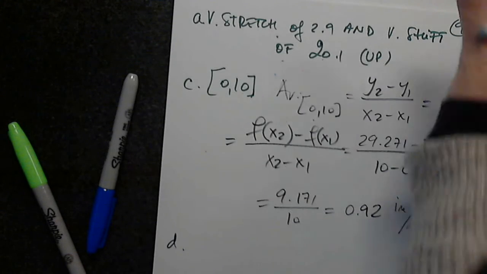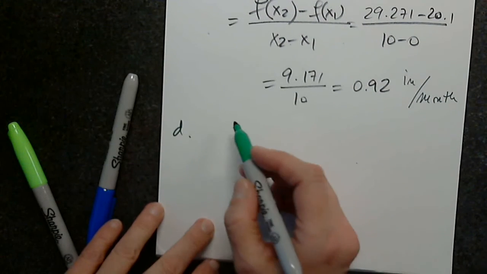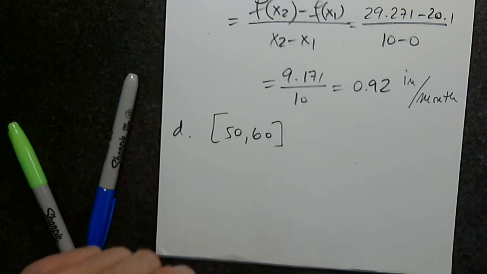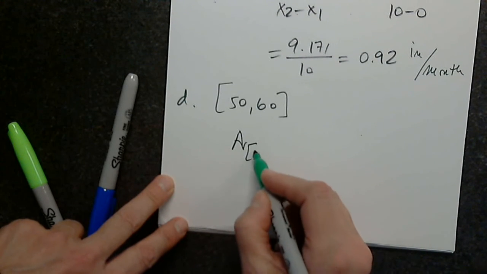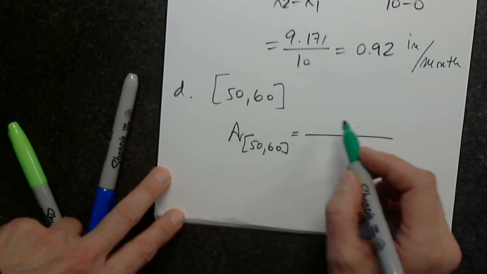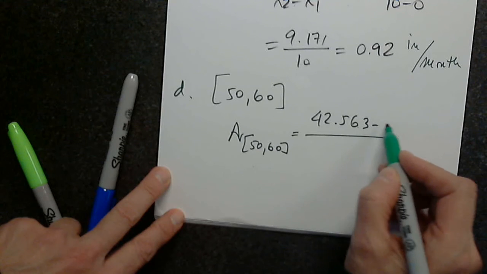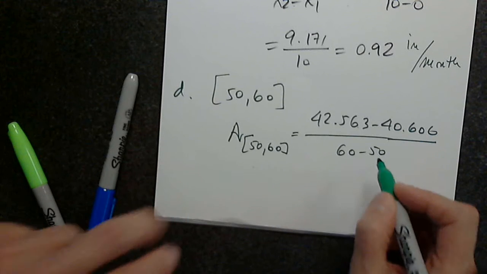Okay, part D now. They're asking us to do the same thing between 50 and 60. So 50 and 60 this time. I go back to my table. I plug in 50, and I plug in 60. Then I copy the numbers. So the average for 50 comma 60 is 42.563 minus 40.606, over 60 minus 50.